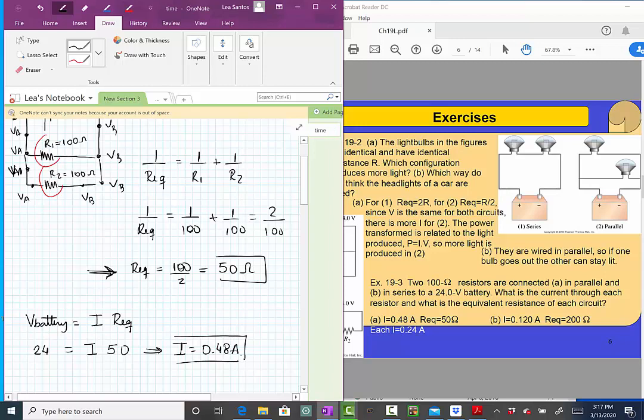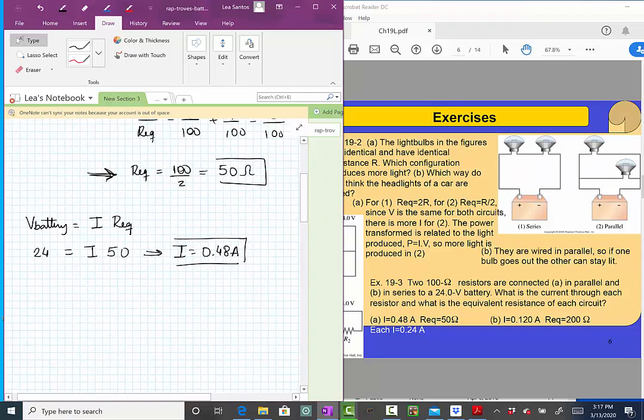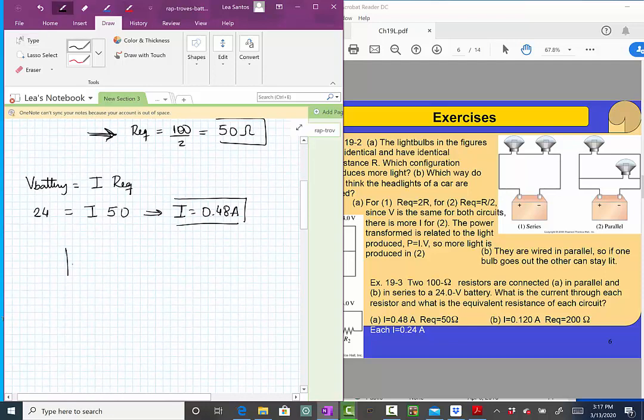But this is not the question of the problem. The problem is asking us what is the current that is going through each one of these resistances. So let me make this drawing again. Here we have our battery, potential difference 24 volts, right? Here we have our resistance R1, and here our resistance R2, R1 and R2.